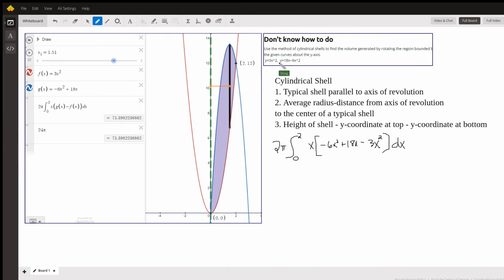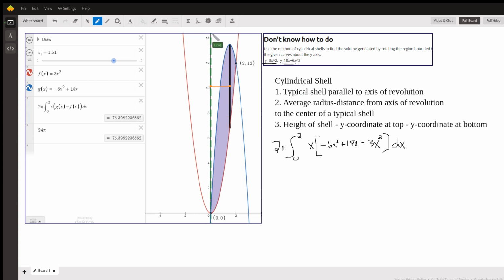Okay, you're given these two functions, y equals 3x squared and y equals negative 6x squared plus 18x, which are two parabolas, one opening up, the red one, and one opening down, the blue one. The points of intersection are at (0, 0) and (2, 12), which you can find by setting 3x squared equal to 18x minus 6x squared and solving that quadratic equation.